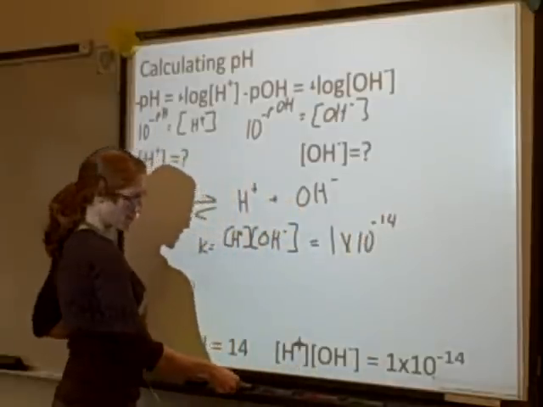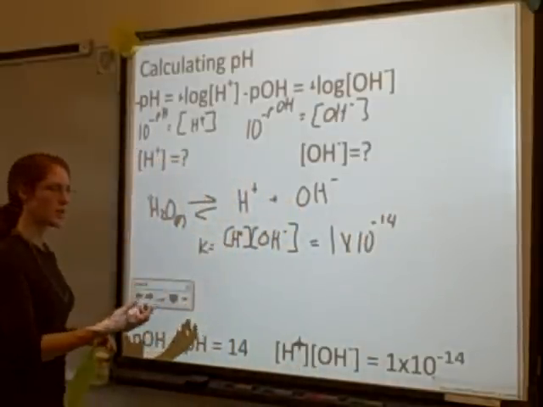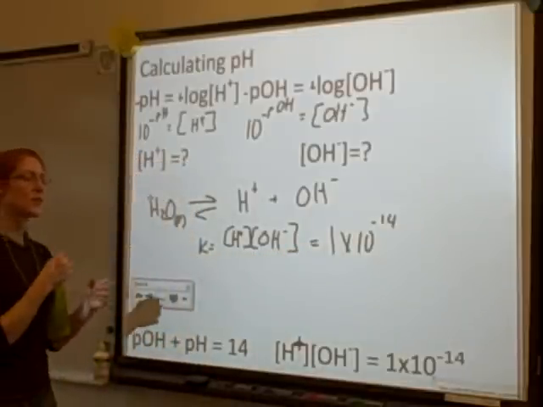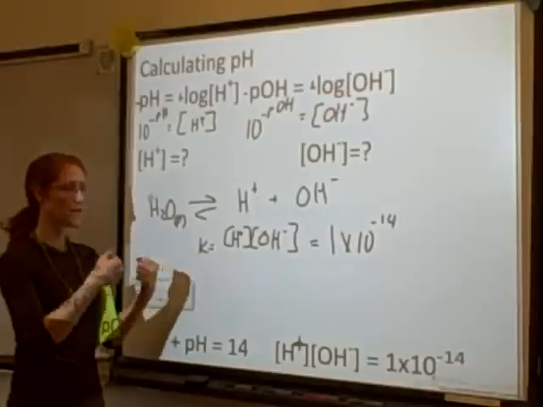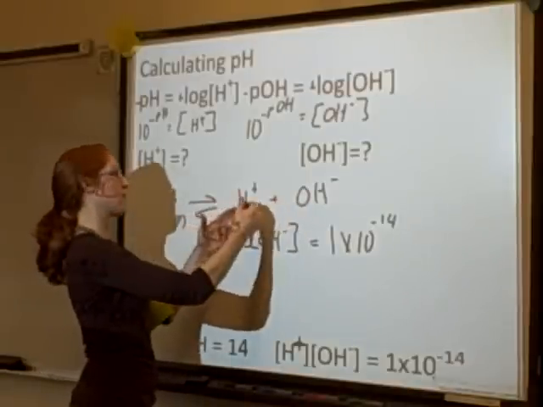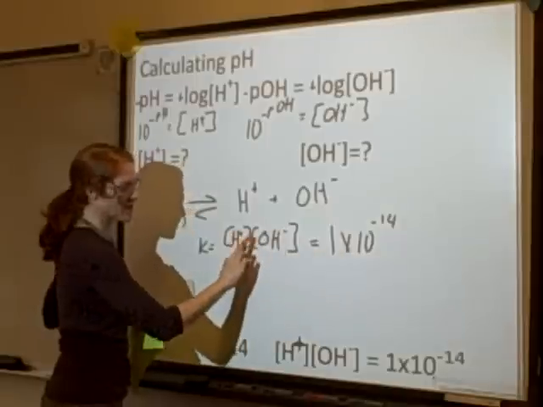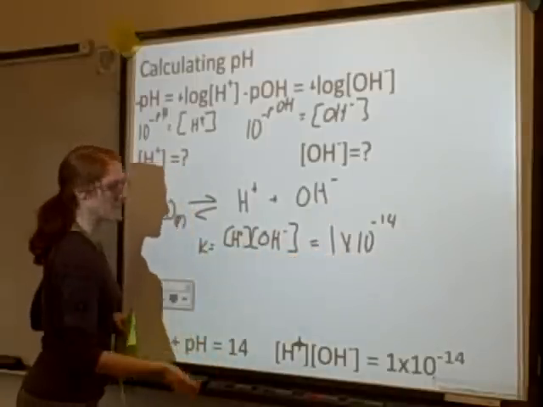So if you get extra H pluses or extra hydroxides so that when you plug in their concentrations it's larger than this, it means there's too many of them floating around in solution. They're going to find each other, they're going to come together, and they're going to make water. So this is the maximum amount that these concentrations can equal when they're multiplied together.